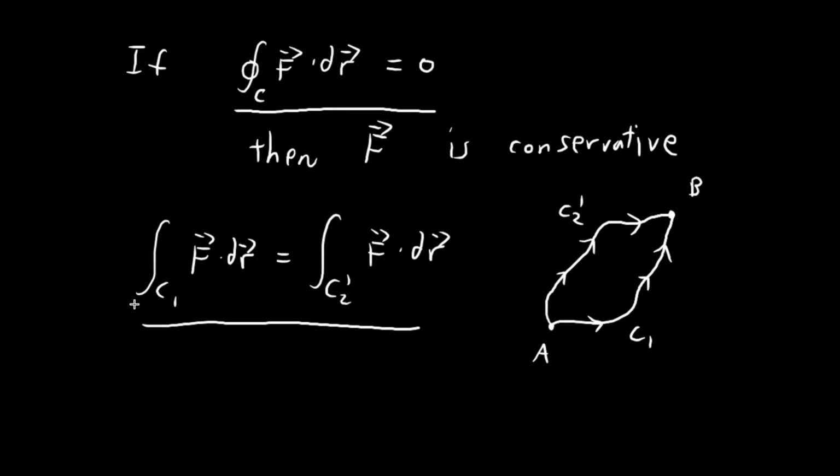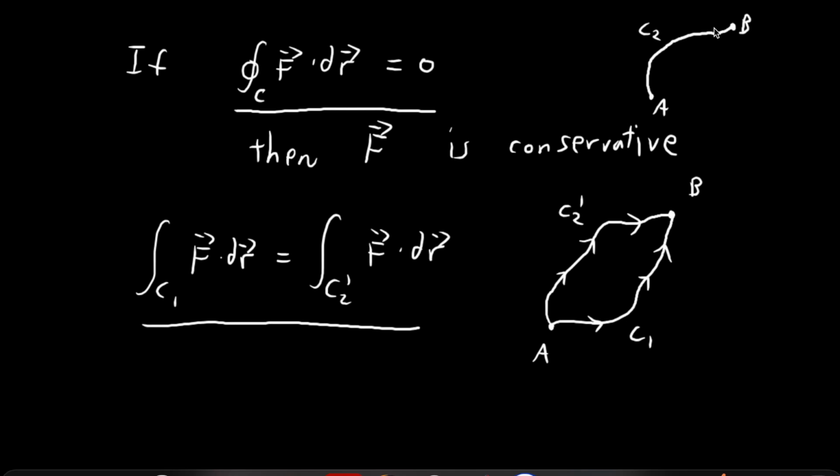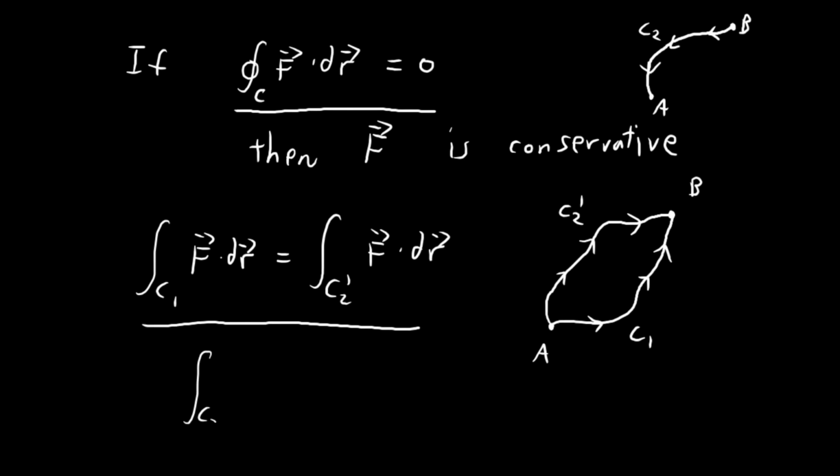In order to prove this statement, we're first going to have to define another path, which we'll call C2. C2 will be a path that has the exact same shape as C2 prime, but it goes from B to A. So C2 prime goes from A to B, and C2 goes from B to A, and both of these paths have the same exact shape. As I've stated before, the line integrals along these two paths will be related to each other by a negative sign.